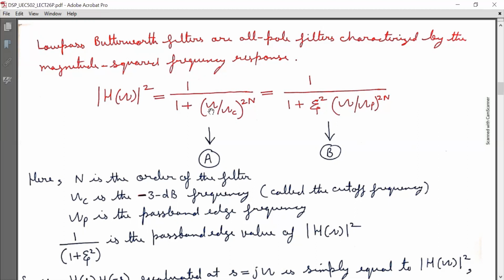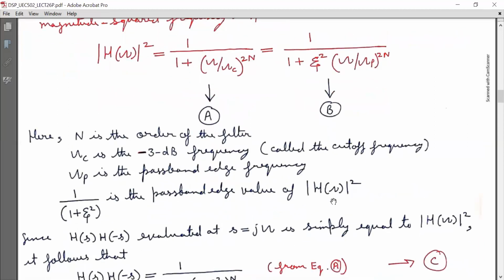Now if in equation B, I evaluate magnitude H(omega) squared at omega equal to omega p, I will get 1 by 1 plus epsilon squared. So 1 by 1 plus epsilon squared is the passband edge value of magnitude H(omega) squared.